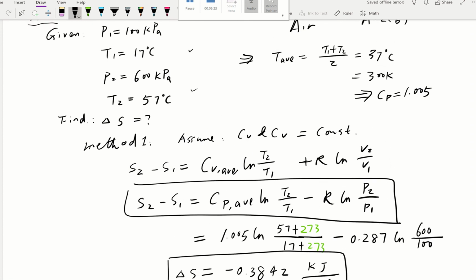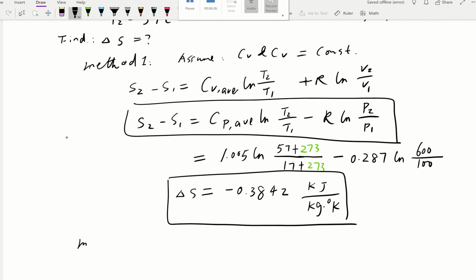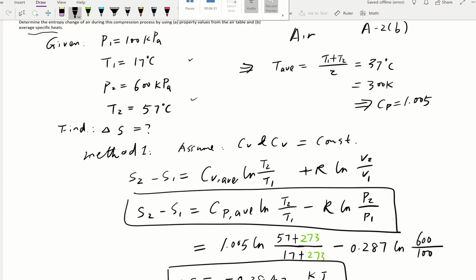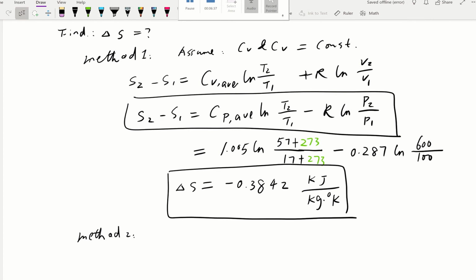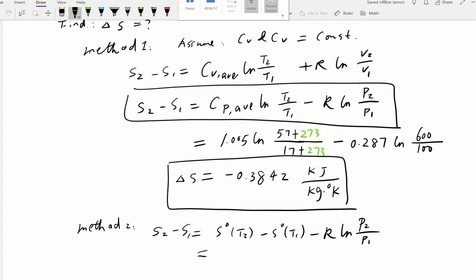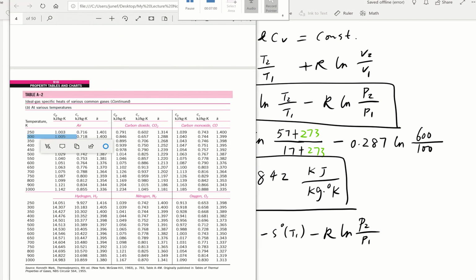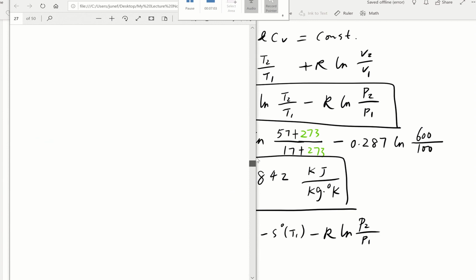Now we can look at method number 2, using exact numbers from table A17, so using the property values from the air table. For method number 2, our equation will only have one, which is S2 minus S1 equals S0 T2 minus S0 T1 minus R natural log P2 over P1. This is the first time using that table for this purpose, so let's go take a look at table A17.